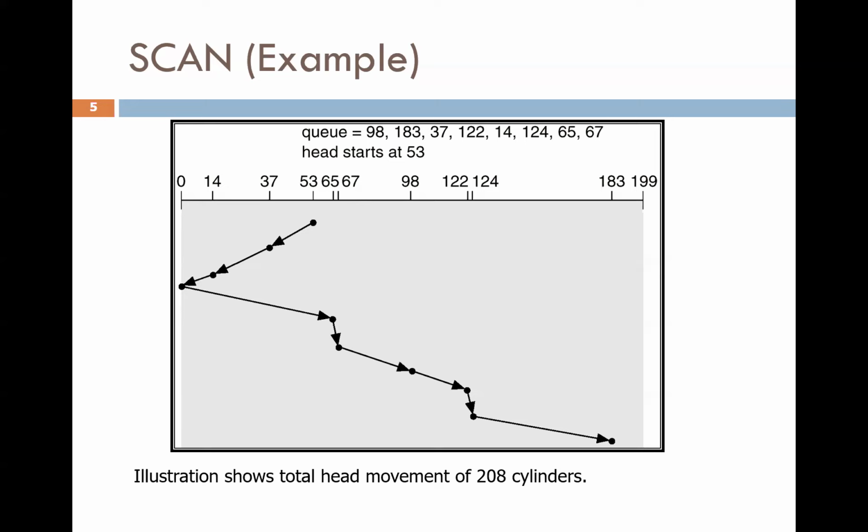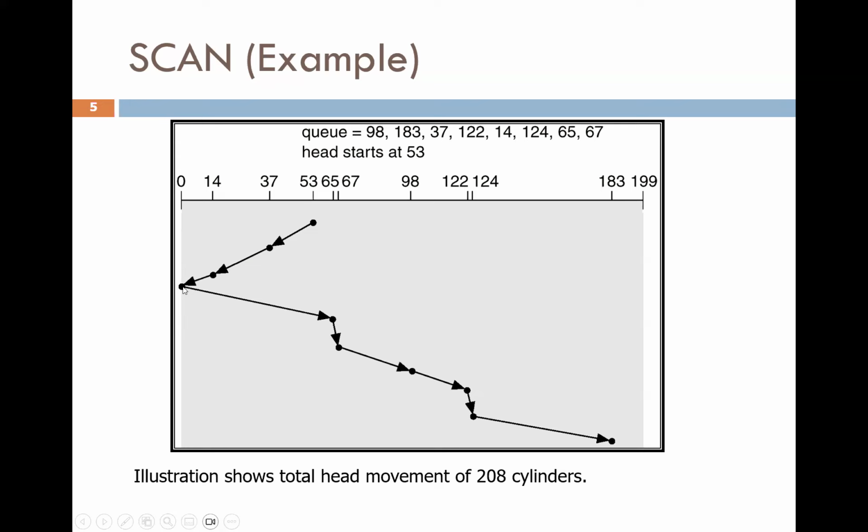You want to move to the largest value or to the smallest value from the initial head position. So in the previous example, we have seen that we were moving to the largest value. In this example, we are saying that we are moving to the smallest value from the initial head position. So we are moving from 53 to 37, then 14, then 0.